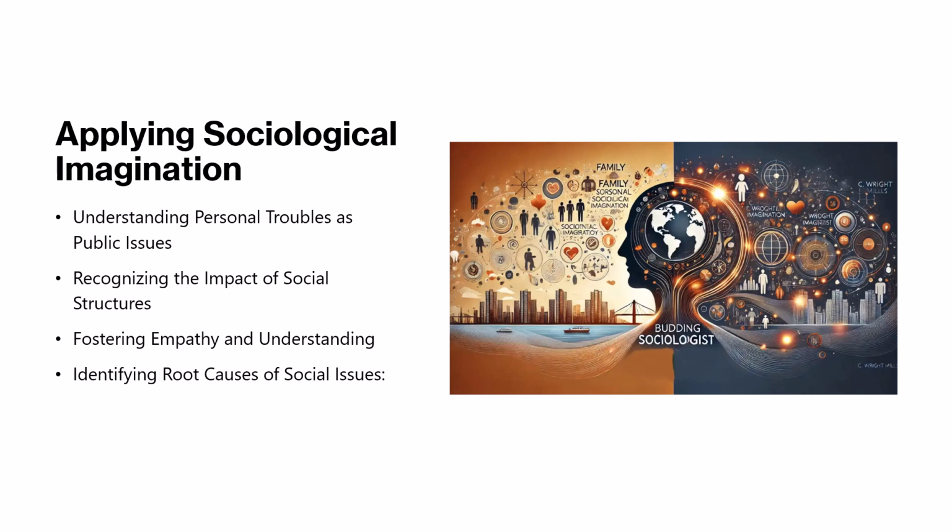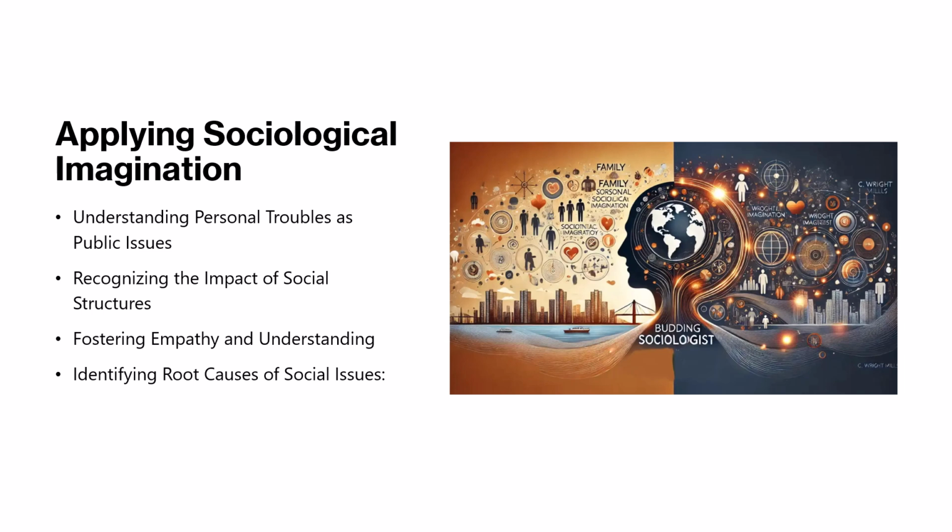C. Wright Mills' concept of the sociological imagination is a powerful tool that allows us to connect our personal experiences with larger social forces. There are 4 key uses of the sociological imagination. Understanding personal troubles as public issues. Sociological imagination helps us see how individual challenges like unemployment are often linked to broader societal problems, such as economic downturns or shifts in the job market.